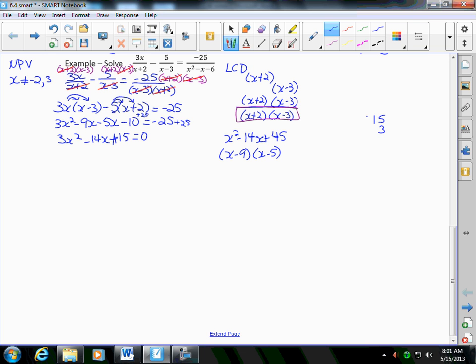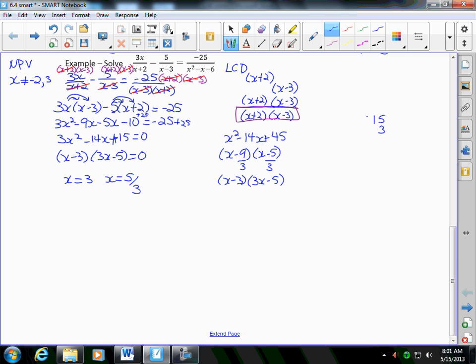Now that I've done that, I have to do the divide. So I divide this side by 3, this side by 3. So I have x minus 3. I can't have a denominator, so this becomes 3x minus 5. Those are my factors. x minus 3 times 3x minus 5 is equal to 0. So that means x is equal to 3, and this one will be x is equal to 5/3.